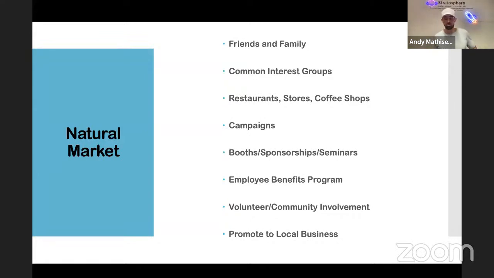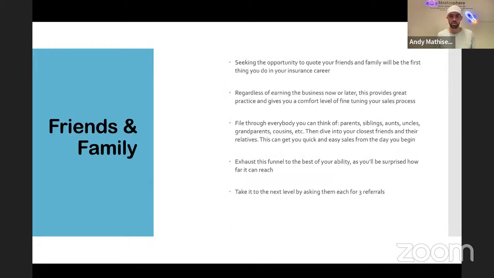Volunteering and community involvement never hurts. You should be doing that. And it definitely helps to get your name out there as well. People do appreciate that, and it's a good thing to do for your business. And lastly, promoting local businesses. If you help promote others, they should scratch your back too. All right, so whatever that may look like for you.